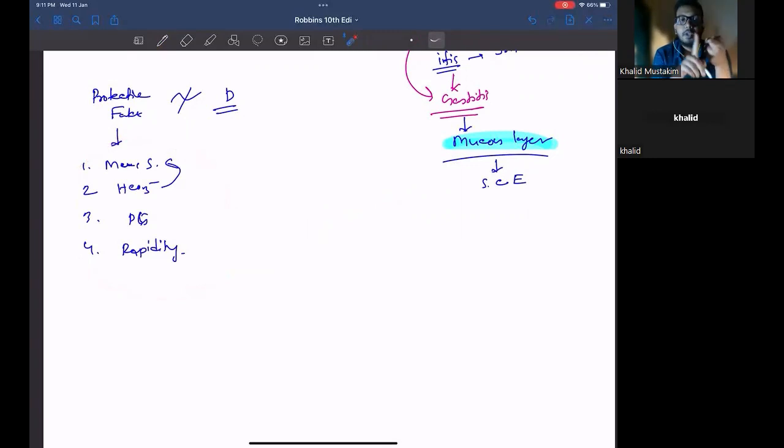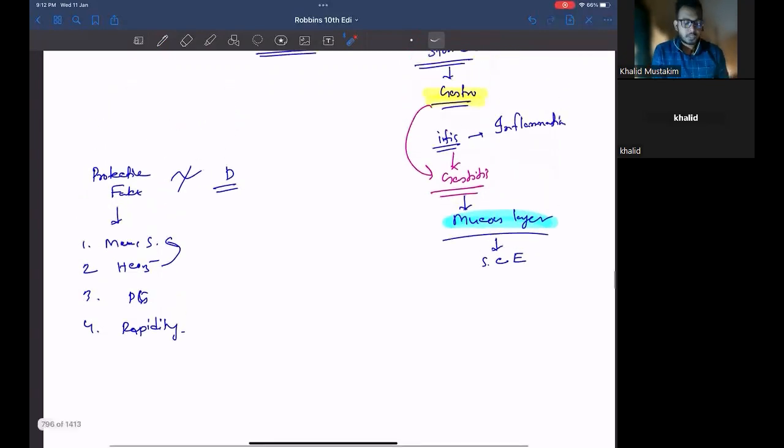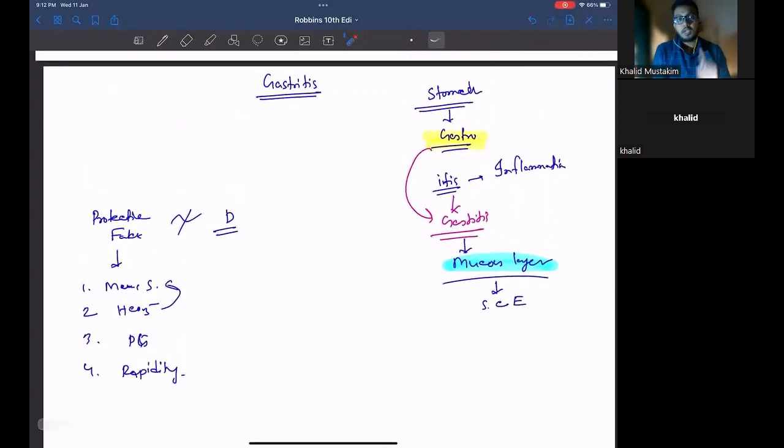In your written exam or your prof viva exam, if the teacher or the external asks you to tell some protective factors of the gastric mucosa, then you must tell these 4 first. Number 1, mucus secretion. Number 2, bicarbonate rich ion in the mucus. Number 3, prostaglandin in it. And number 4, rapidly proliferating cells of the mucus epithelium, that is simple columnar epithelium. Simple columnar epithelium has very rapidly proliferating cells. So we have already come to know the factors that are protecting the mucus layer or the stomach.